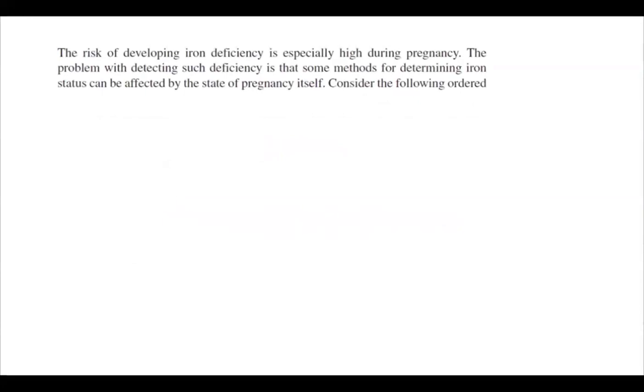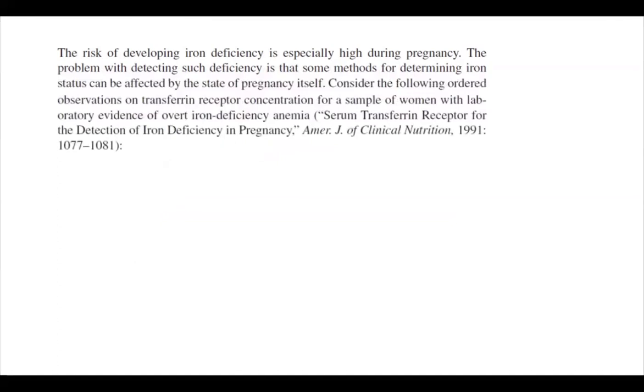The risk of developing iron deficiency is especially high during pregnancy. The problem with detecting such deficiency is that some methods for finding the iron status can be affected by the state of pregnancy itself. Consider the following ordered observations on transferrin receptor concentration for a sample of women with laboratory evidence of overt iron deficiency anemia. So these are the data that you have: 7.6, 8.3, and so on.